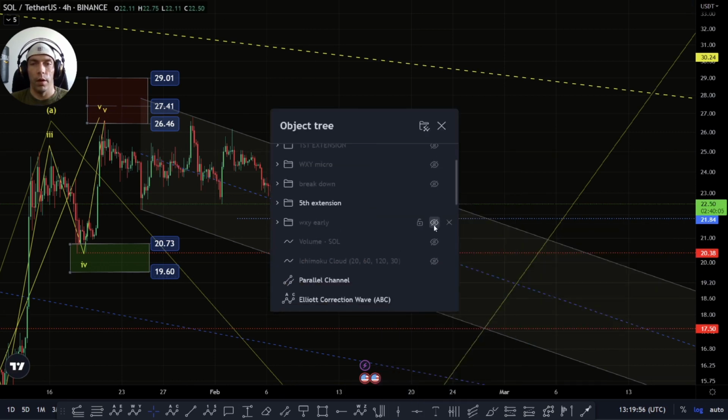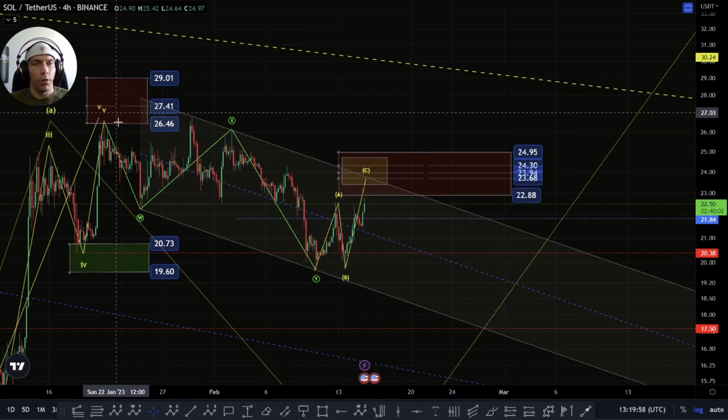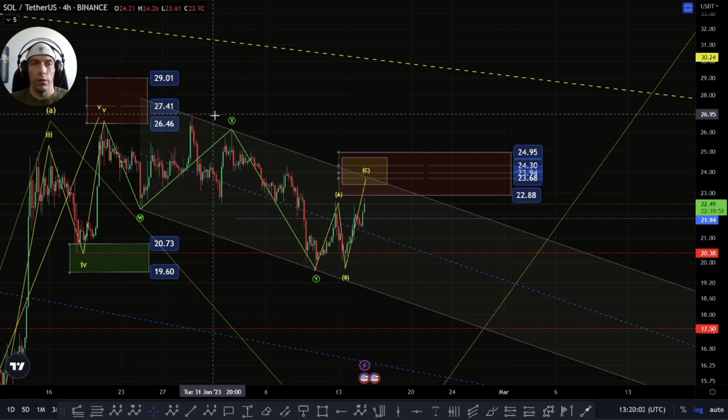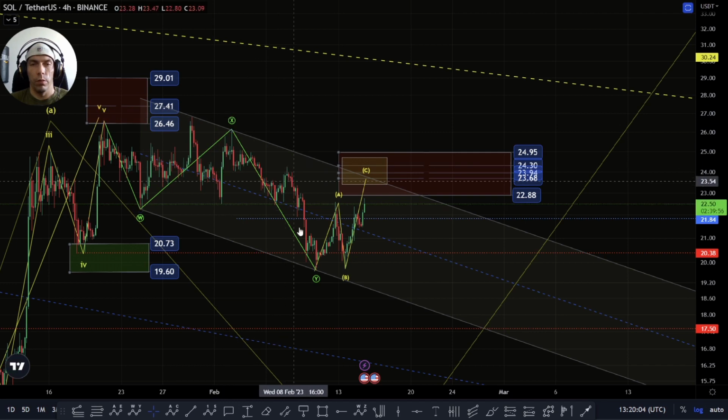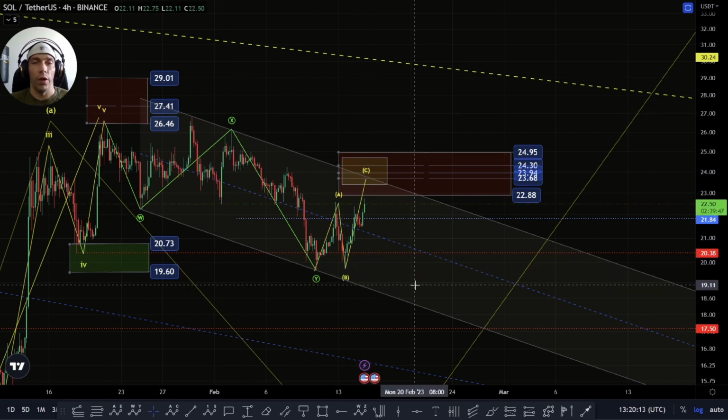So let me turn it on. The possibility that this is a WXY or an ABC, depending on how you want to count this move. You can count it as a 1, 2, 3, 4, 5, or 4, 5 into there. It still wouldn't cross this wave 1, so that is a possibility that you can count it into this point.